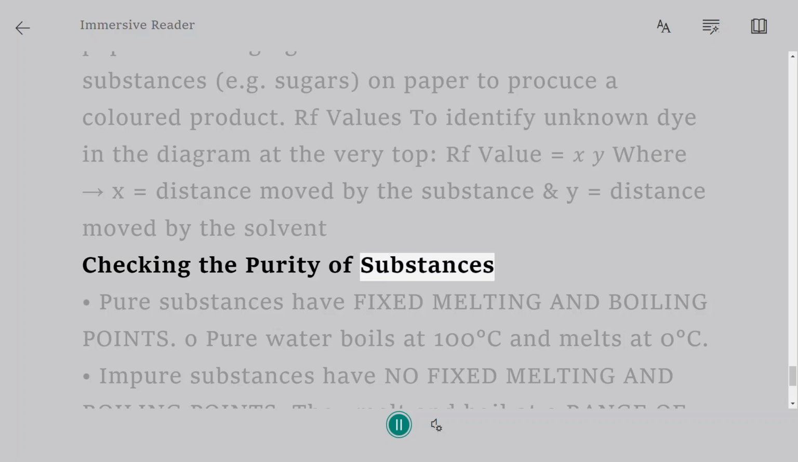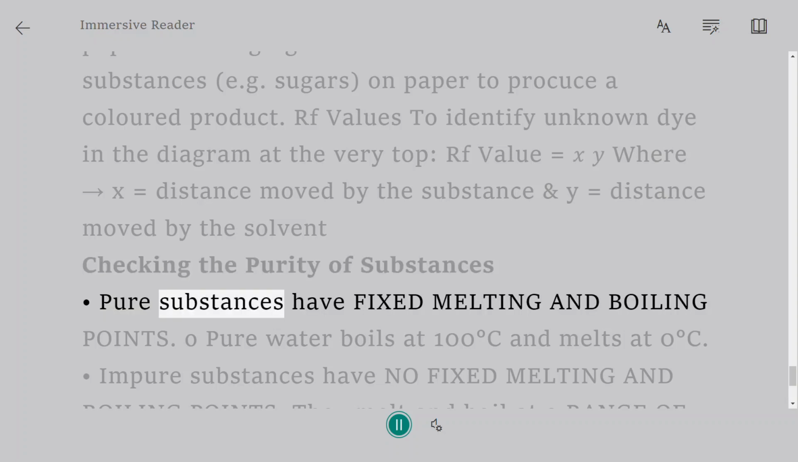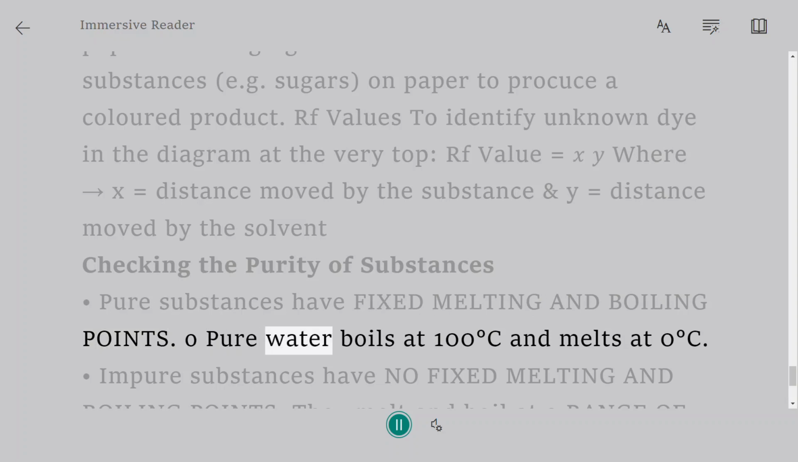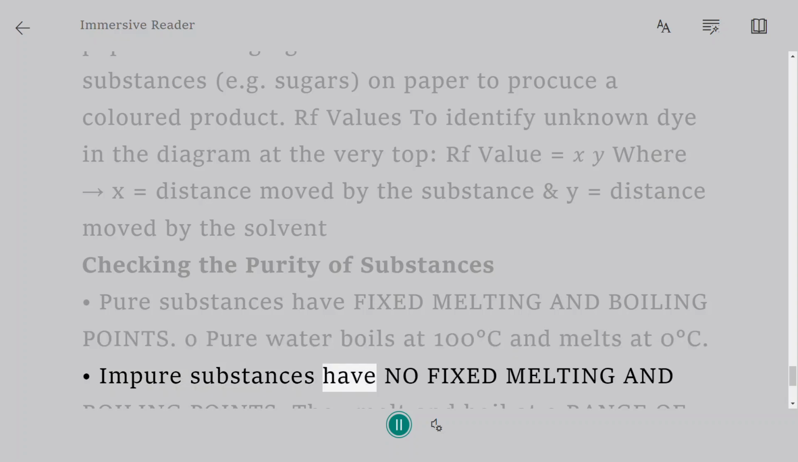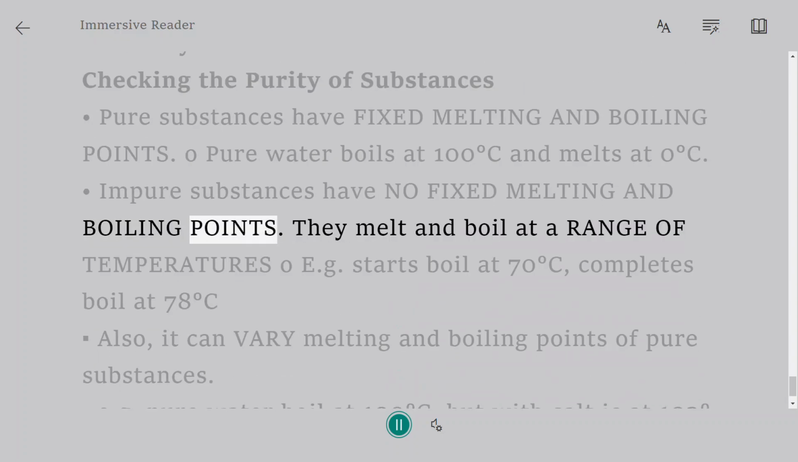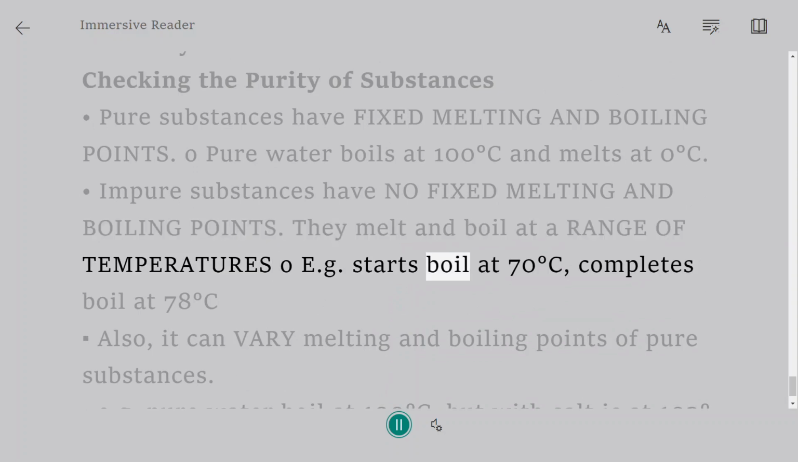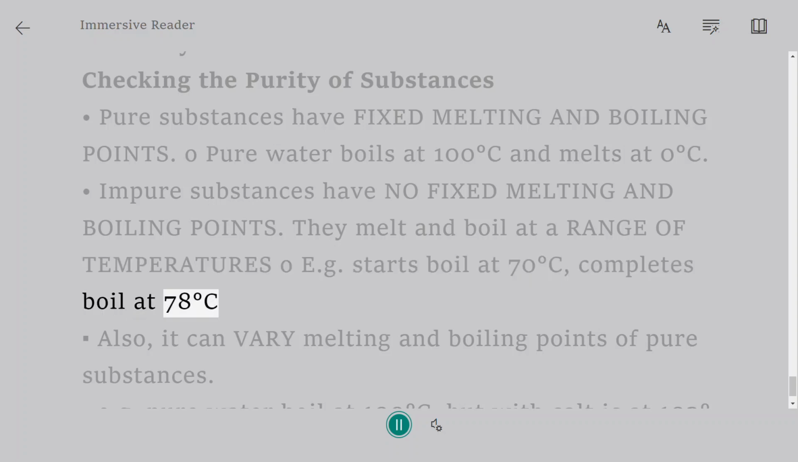Checking the purity of substances. Pure substances have fixed melting and boiling points. Pure water boils at 100 degrees Celsius and melts at 0 degrees Celsius. Impure substances have no fixed melting and boiling points. They melt and boil over a range of temperatures, e.g., starts to boil at 70 degrees Celsius, completes boiling at 78 degrees Celsius.